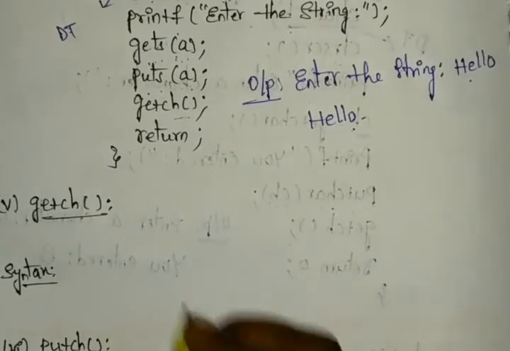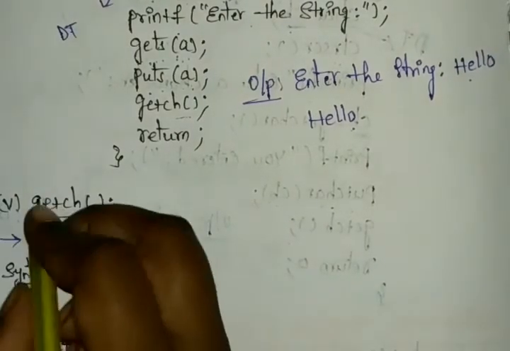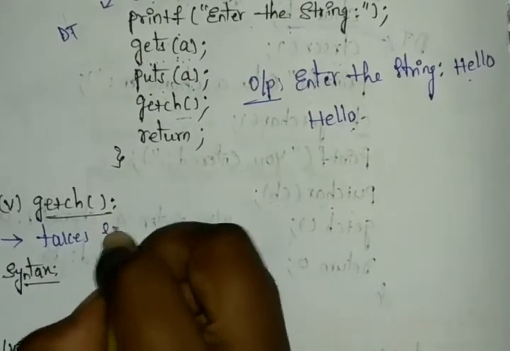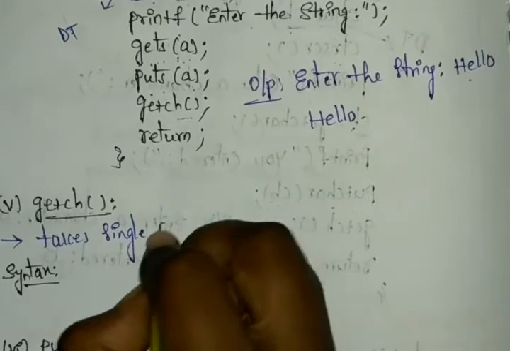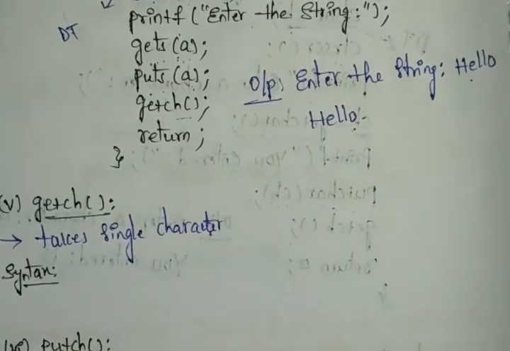You can see here, first, it also takes a single character, similar to getchar. So in that also we are taking a single character entered by the keyboard. In this also we are entering by the keyboard. But what is the difference here?